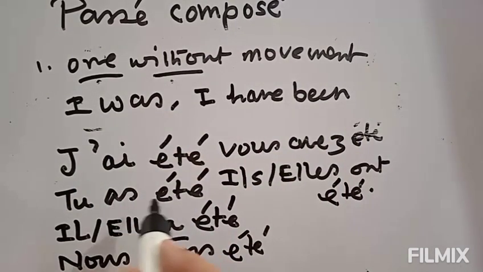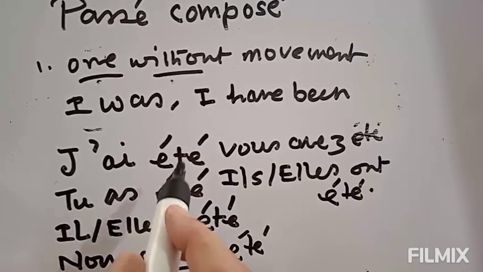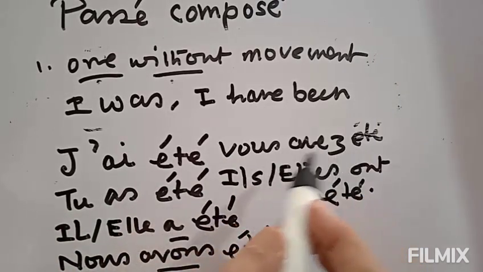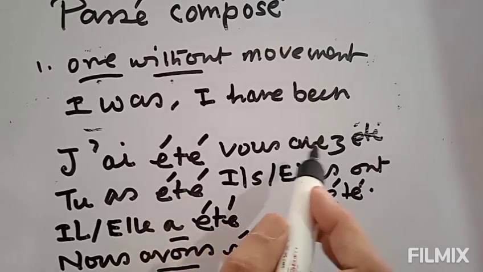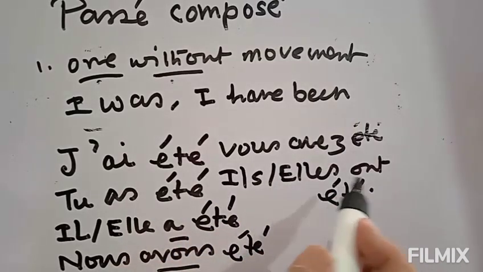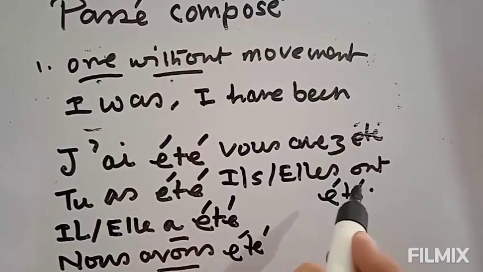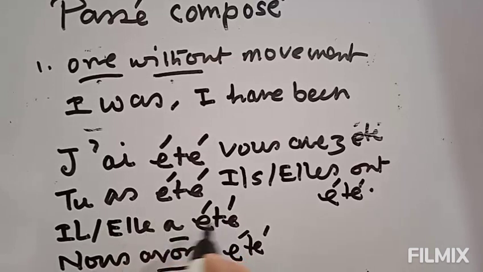I am not repeating. Tu as été: you were or you have been. Vous avez été means with respect, you were or you have been. Ils ont été means they were or they have been. Nous avons été means we were or we have been. Il a été, elle a été is also the same: he was or she was, or he has been, or she has been. That's all for the verb être.